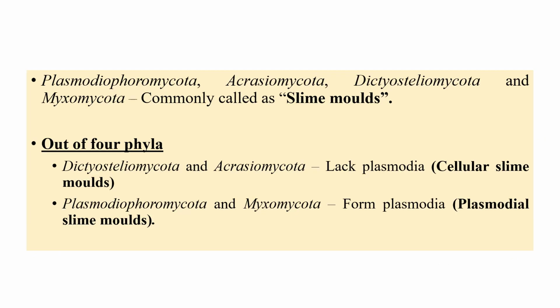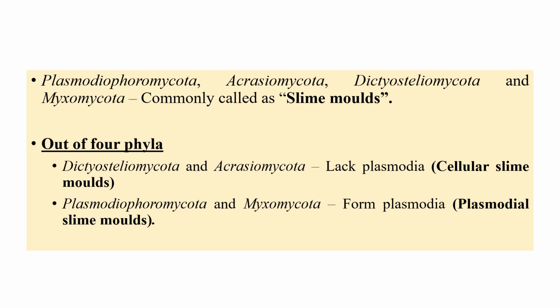Some common features about these four phyla: Plasmodiophoromycota, Acrasiomycota, Dictyosteliomycota, and Myxomycota are commonly called slime molds, because almost all protozoans are like slime molds. These four phyla are commonly called slime molds.